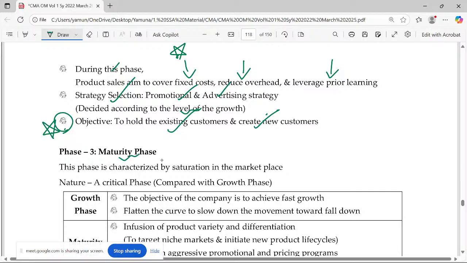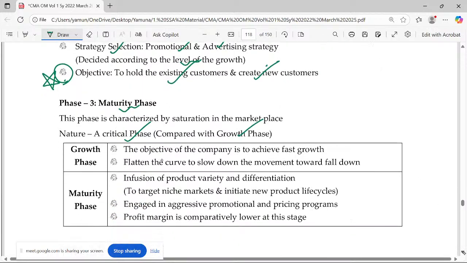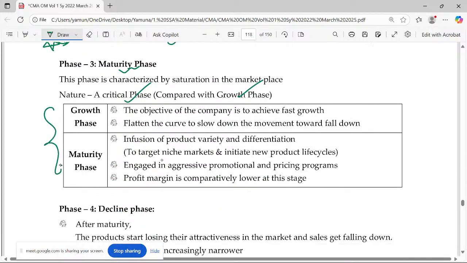Then it goes to the maturity phase. It's a critical phase when you compare it with the growth one. Actually, there is a comparison between both the growth and maturity phases. The objective is to achieve fast growth. Flatten the curve to slow down the movement towards the fall. Please highlight this in the growth phase.